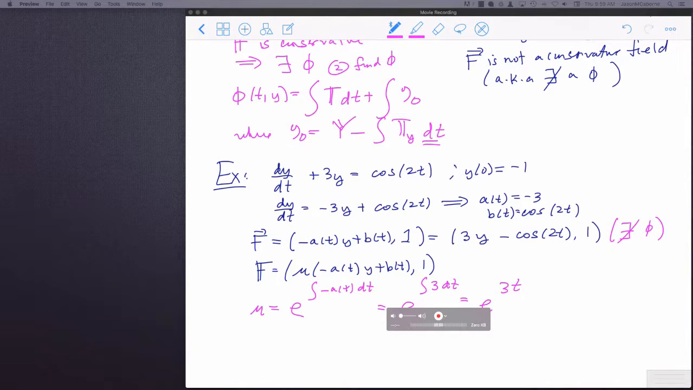Okay, so our new vector field is equal to e to the 3t multiplied by 3y minus cosine of 2t, multiplied by 1 multiplied by mu here. So it'd be e to the 3t times 1. So here's our new vector field.